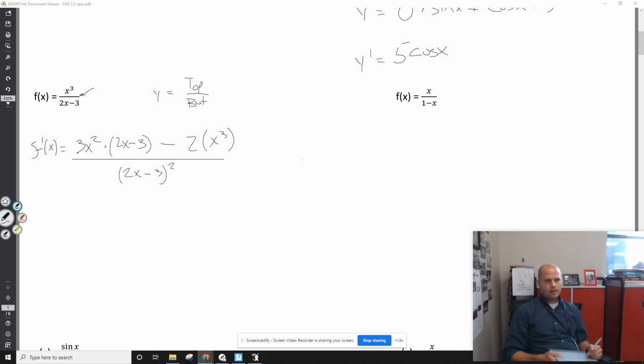But again, this is fine if we were to just plug in values. Like if I asked you, what's the slope of this at 1? I could plug in 1 everywhere and get a value.